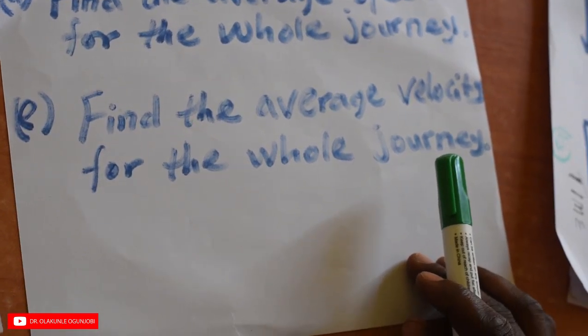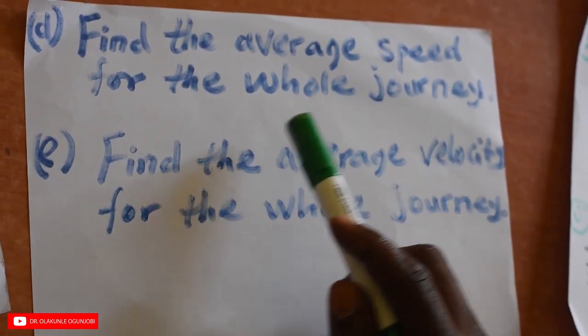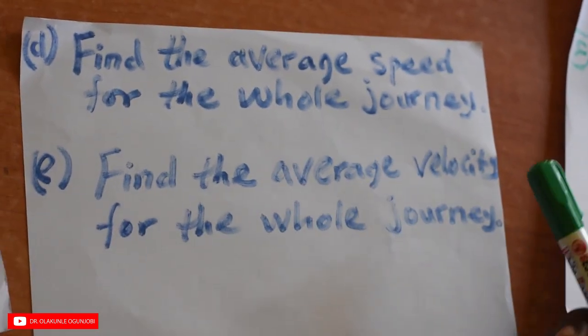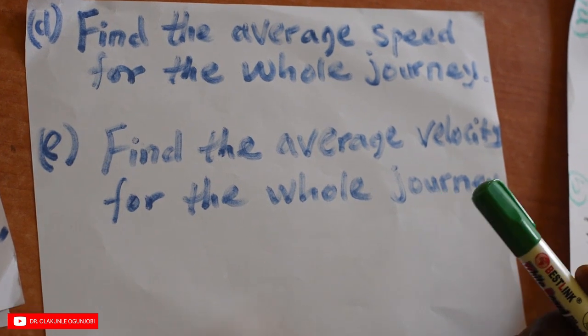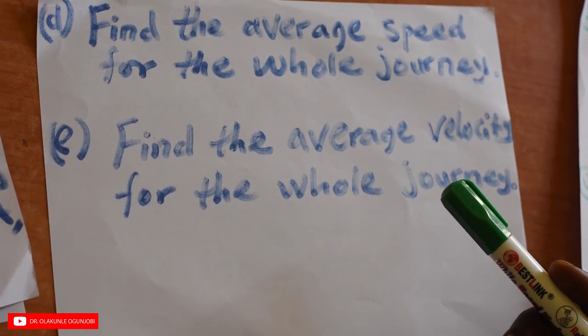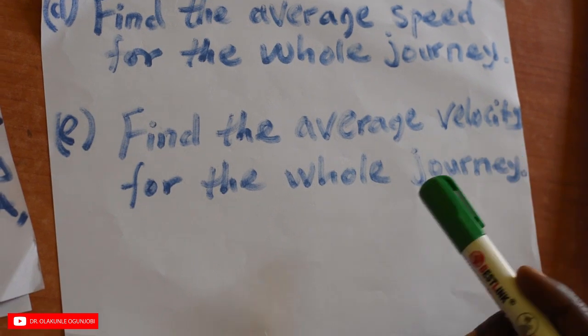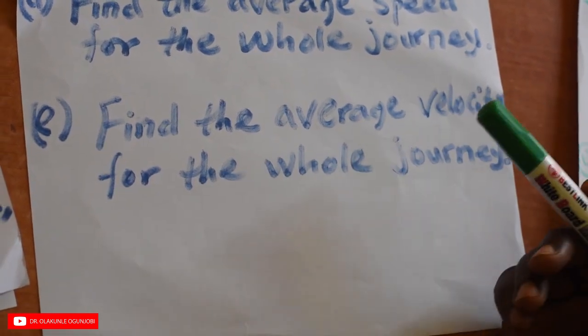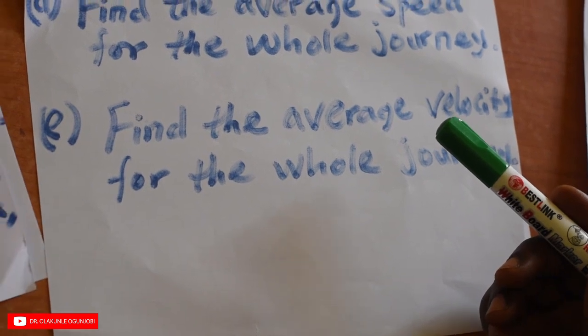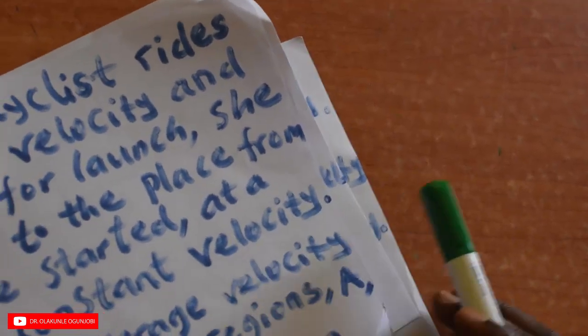Another thing you can do is to find the average speed for the whole journey of the cyclist. The next thing I think you should find is the average velocity for the whole journey. These are all simple tasks or homework that I want you to go through.